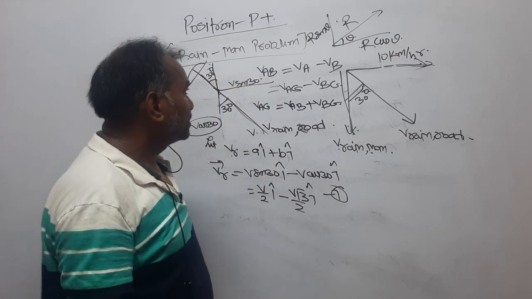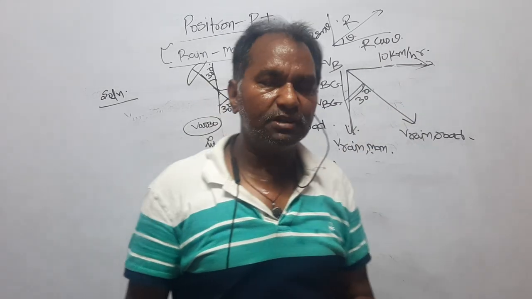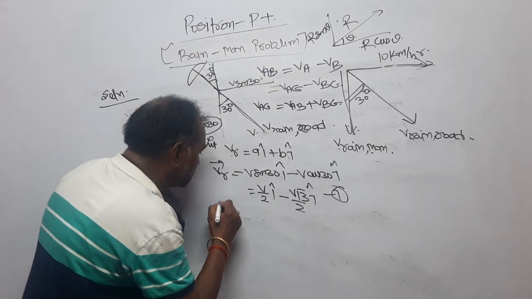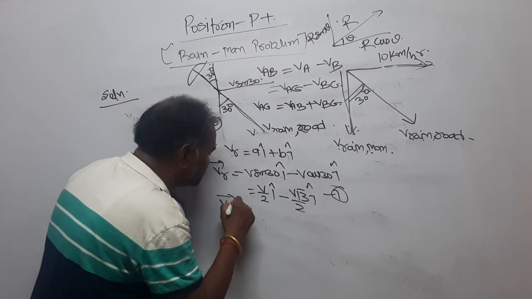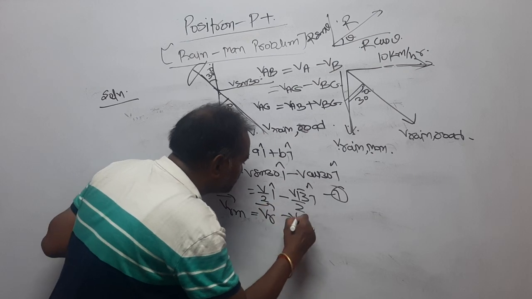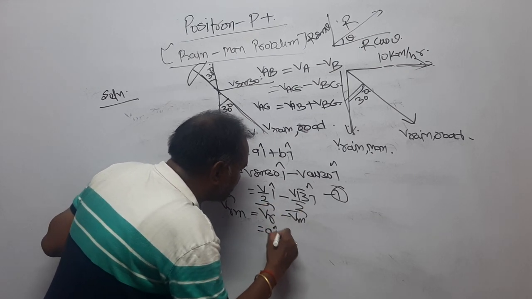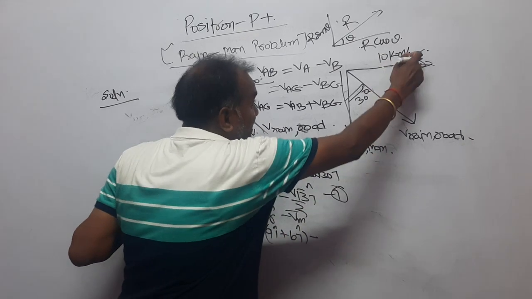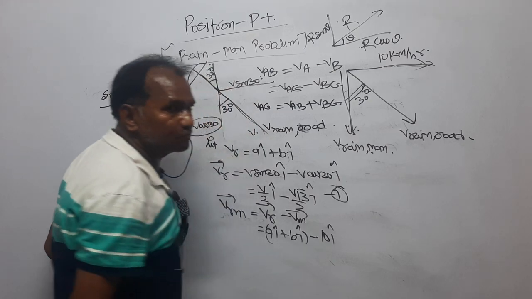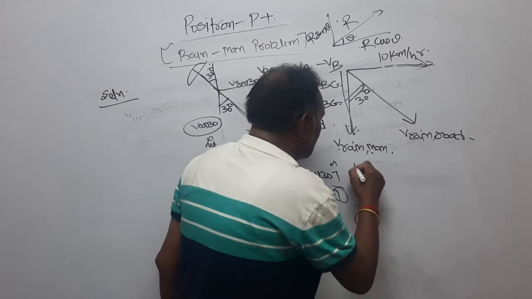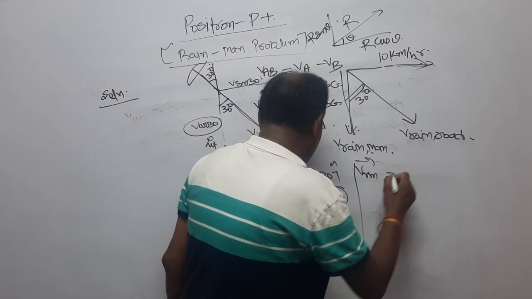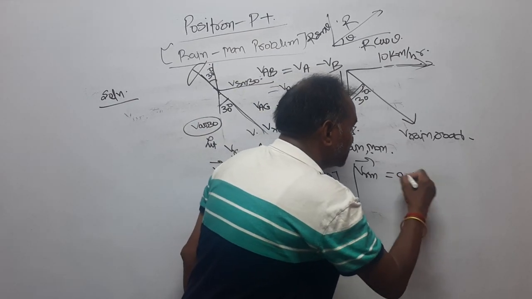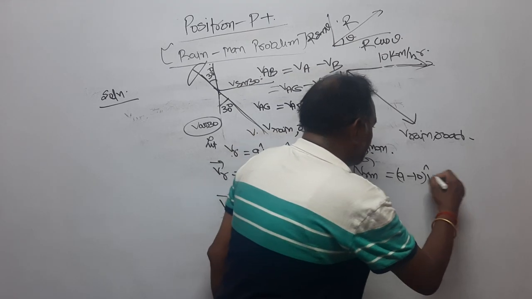Now dear student, when the man begins to walk with the velocity 10 km per hour, the raindrop hits him vertically. Now let's find out the velocity of rain with respect to man, which is equal to VR minus VM. VR is A i cap plus B j cap, minus VM, which is 10 i cap, moving along x-axis with velocity 10. Then Vrm is equal to A i cap minus 10 i cap, i cap will be common, that is (A minus 10) i cap plus B j cap.